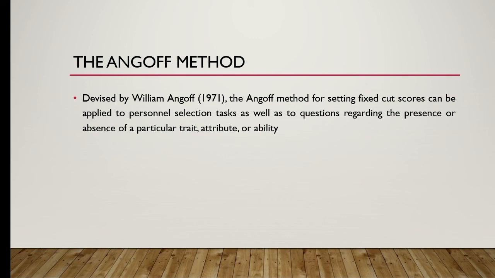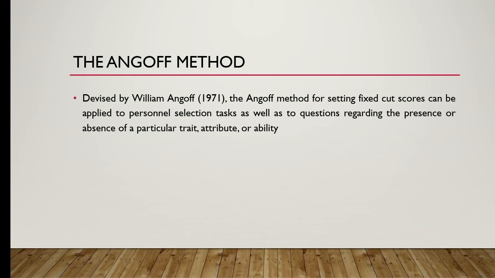This is used for the purpose of personnel selection: an expert in the area provides estimates regarding how test takers who have at least minimal competence for the position should answer the test items correctly. As for applications for determining whether or not test takers possess a particular trait, attribute, or ability, an expert panel makes judgments concerning the way a person with that trait, attribute, or ability would respond to test items. In both cases, the judgments of the experts are averaged to yield cut scores for the test.